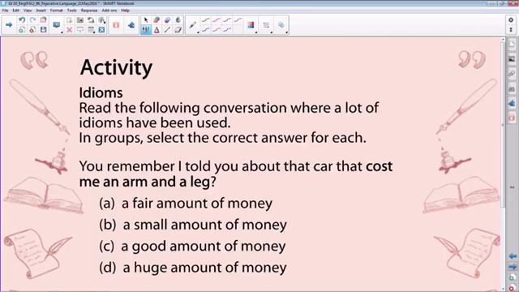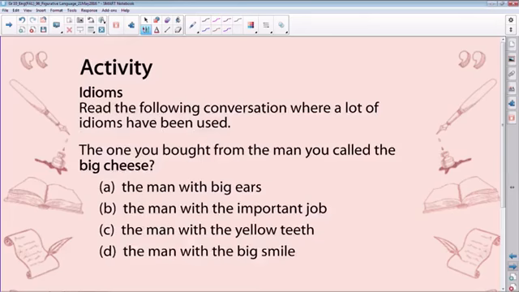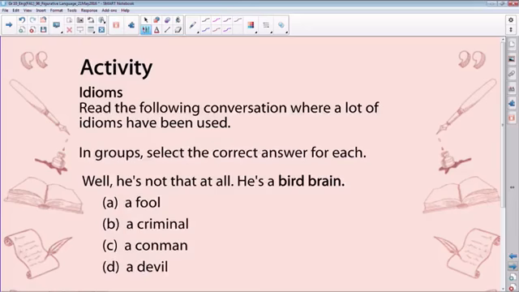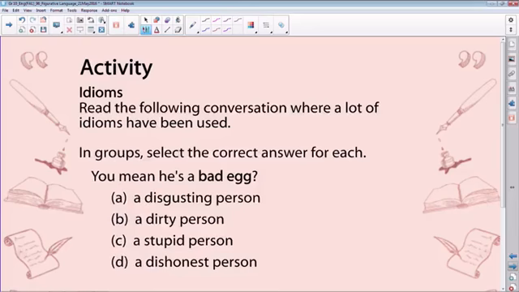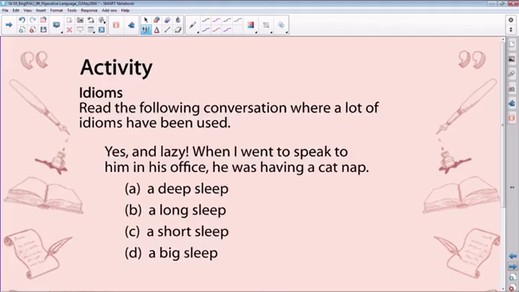Then it goes back to our first speaker: You remember I told you about that car that cost me an arm and a leg? The one you bought from the man you called a big cheese? Can you see how this conversation is working? And the person replies: Well, he's not that at all. He's a bird brain. You mean he's a bad egg? Yes, and lazy. When I went to speak to him in his office, he was having a catnap. Okay, there's our idiom there, catnap.